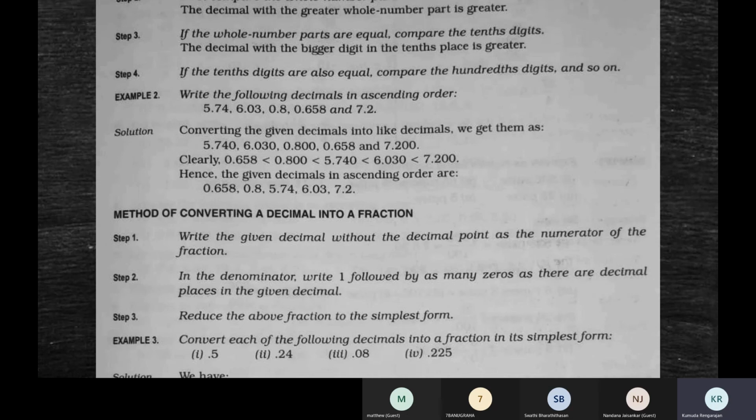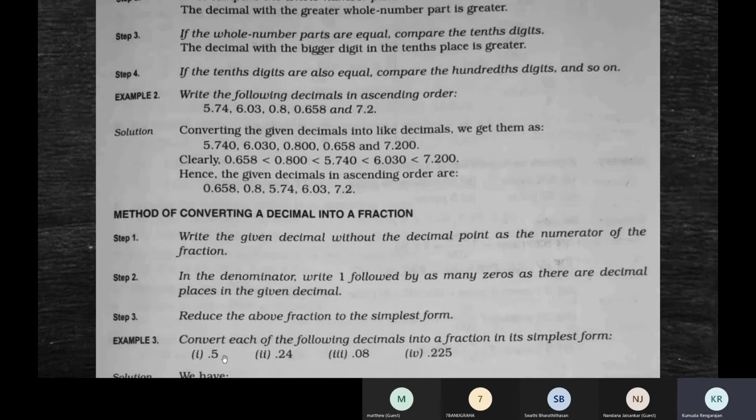5 is the numerator. The denominator will have 1 followed by, how many digits are there after the decimal point? Ma'am, only one decimal place. Yes, it has only one decimal place. There's only one digit after the decimal point. That means the denominator is 10. You should add 0 after 1. The denominator is 10.